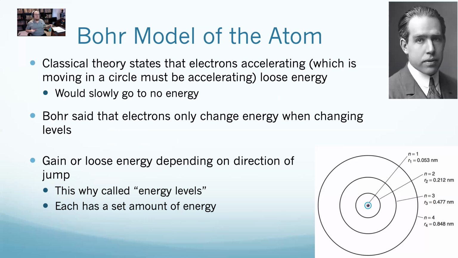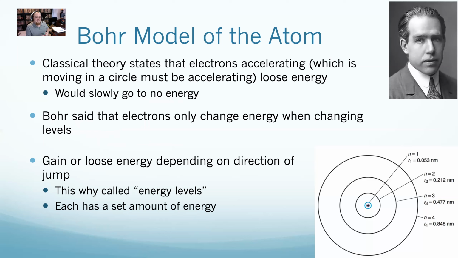But Bohr said electrons can only change energy when they change energy levels. You see, if something goes to a higher energy level, it has more energy and therefore gained energy. If something goes down to a lower energy level, it means it lost energy.